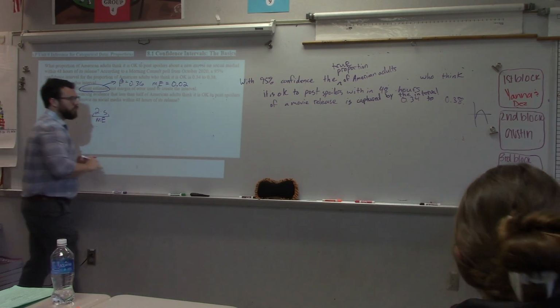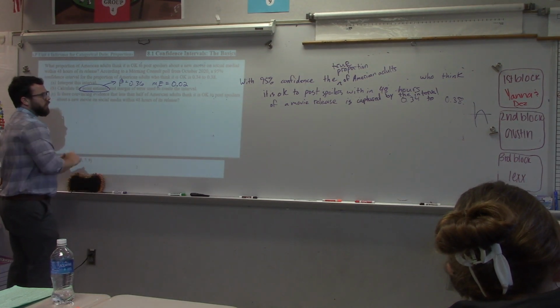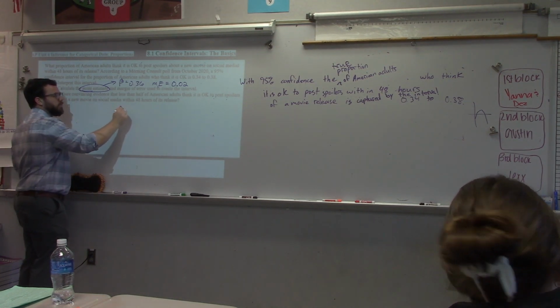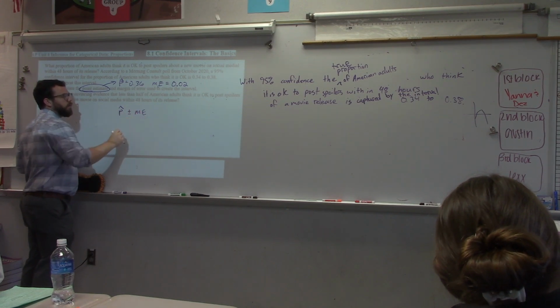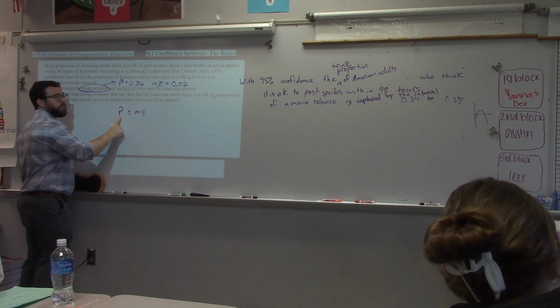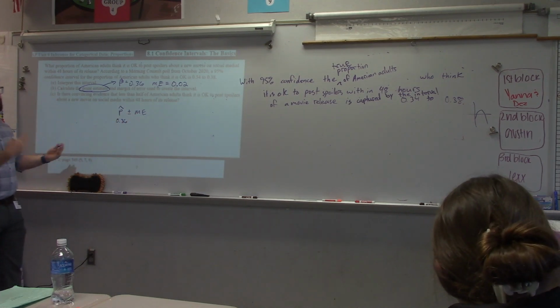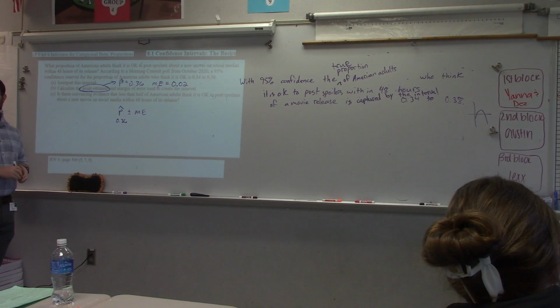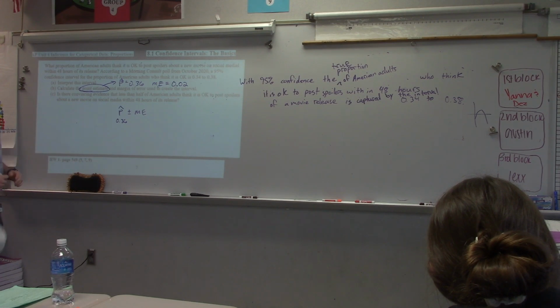Wait, so how did you get the margin of error? Remember, the interval is P hat plus or minus the margin of error. So the P hat's in the middle. That was the 0.36. So what am I adding and subtracting to get 0.34 and 0.38? 0.02. So the margin of error is just how far it goes to either side of that point estimate.